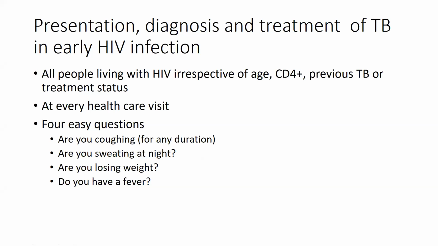And that's why we say that all people who are HIV co-infected, irrespective of their age, whether they are 2 months old or 82 years old, whether they've got a CD4 count of 800 or 8, whether they've had previous TB or not, and whatever their treatment status is, you need to screen them for TB. And this should not only be done at the initiation phase, when you're starting antiretroviral therapy, but should be done every single time that we encounter a patient who's HIV infected.